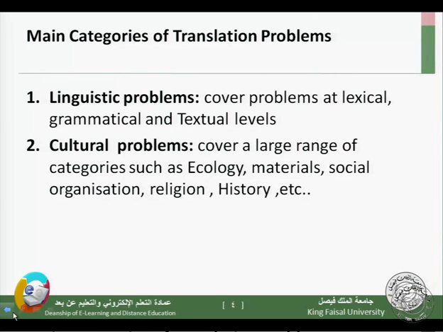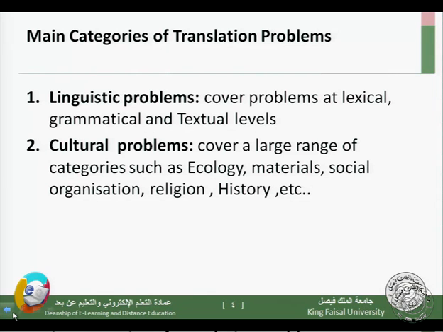Now, linguistic problems cover all problems at what? At lexical, grammatical, and textual levels. You see, lexical levels include morphemes, words, and expressions above word level. Now, grammatical problems, we will go through them in lecture number 12. Not now. Next lecture, inshallah, I will talk about the grammatical problems. But textual problems, I will leave out because, as I said, due to lack of time. So these are the linguistic problems: lexical, grammatical, and textual.